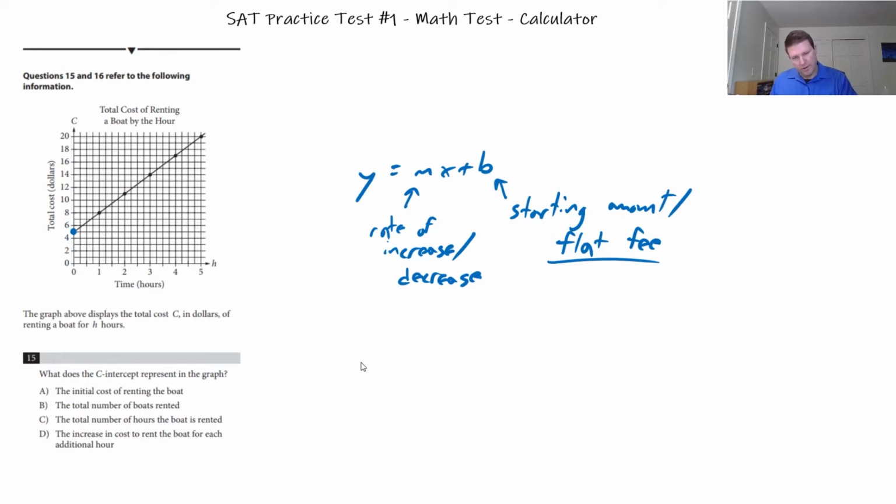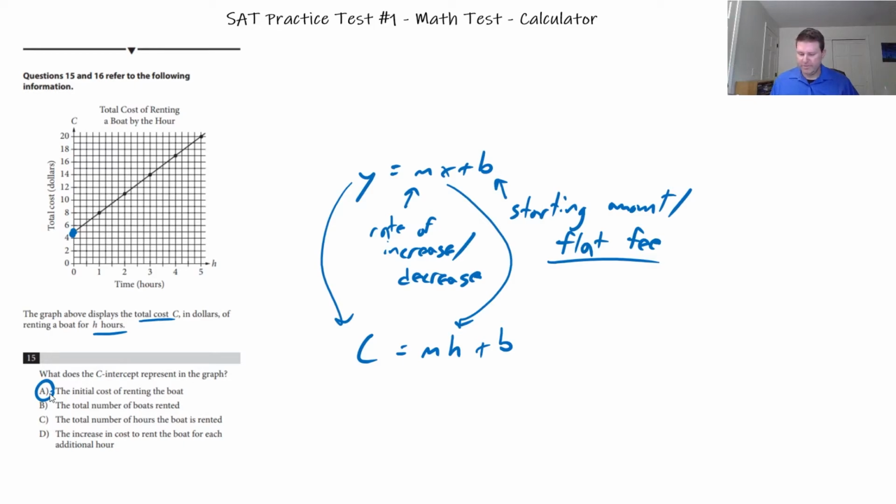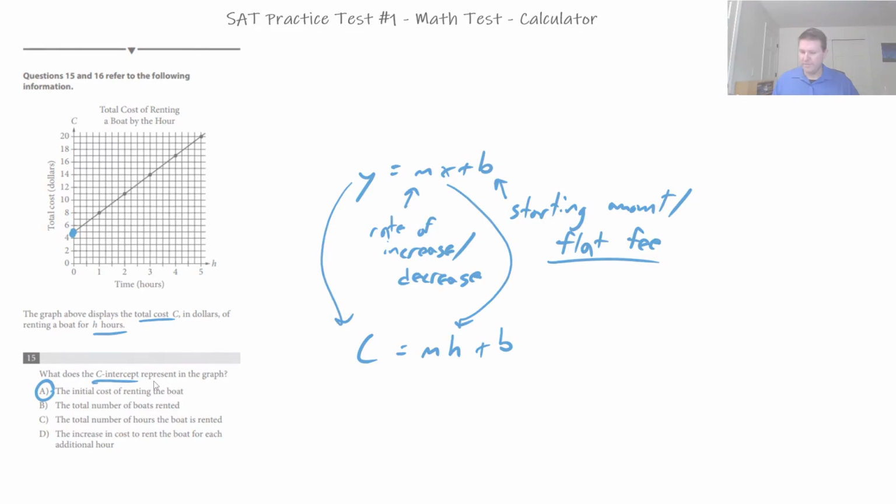So if we just use different variables according to what they're saying here, they say the total cost C is the new sort of y-axis, right? And then taking the boat out for h hours, that's your new x. So it's like C equals m times h plus b. But you can see that your b value, your y-intercept, is the initial cost of renting the boat, the c-intercept.